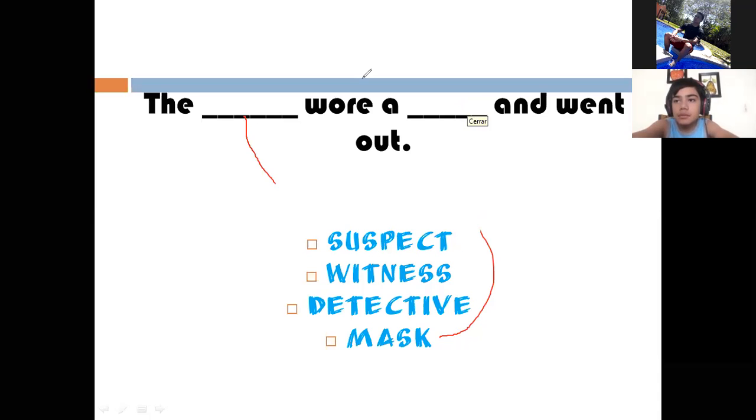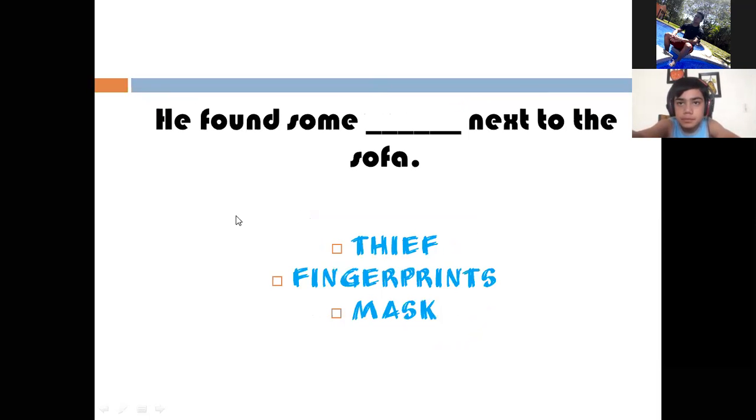Okay, one more minute. Almost 2 minutes. Yes. Okay, Oscar, thank you. Okay, the last one. Let me see. Okay, one more. Please, write in the chat, the first volunteer. I want to see the answer. He found some, what? Thief, fingerprints, mask? What is the answer? Okay, give me the answer. Okay, Oscar says, Daniel says, fingerprints.